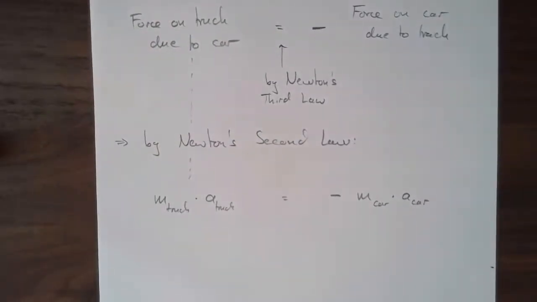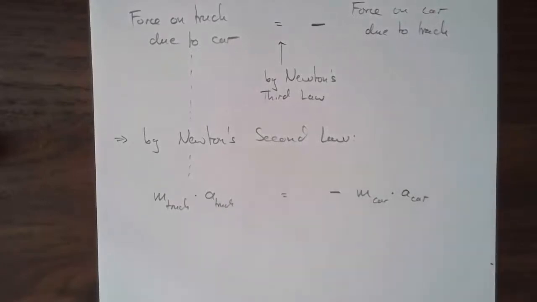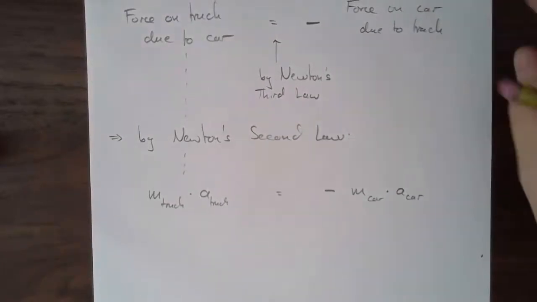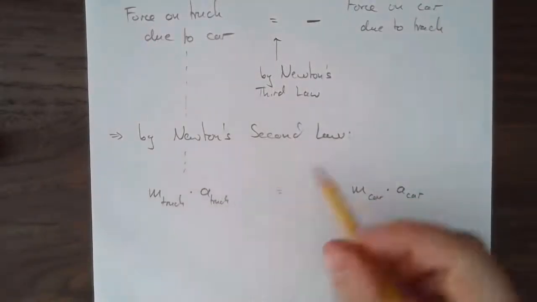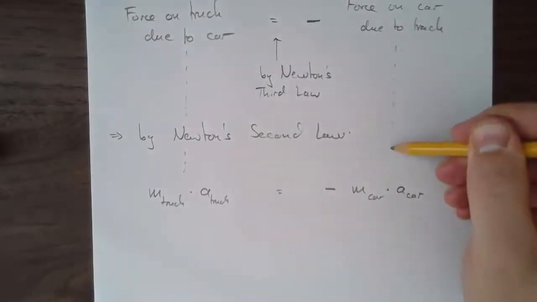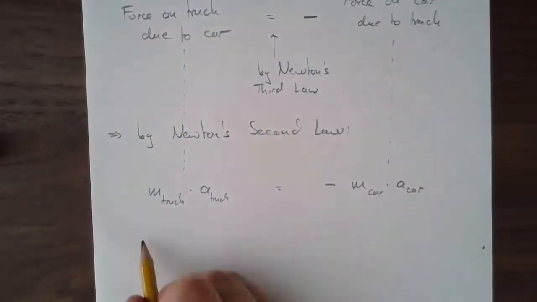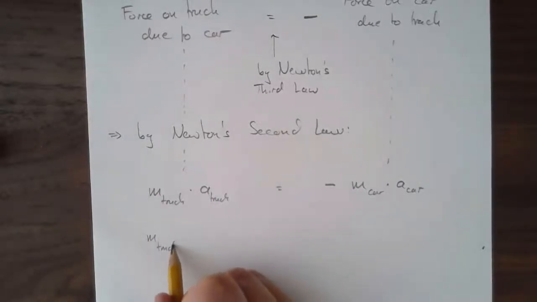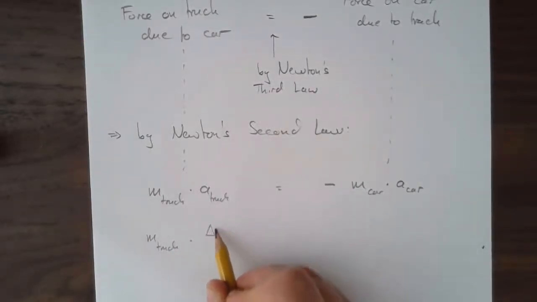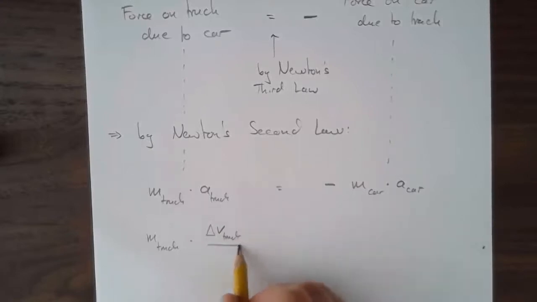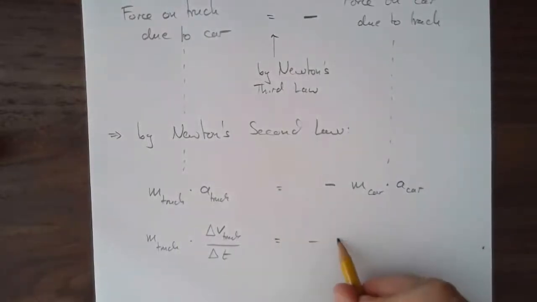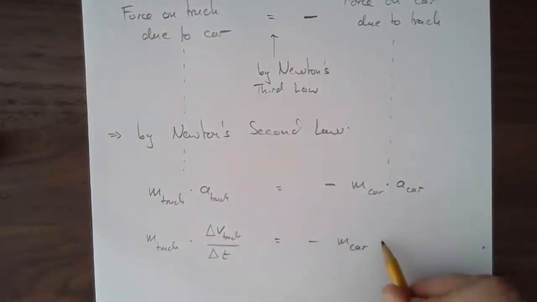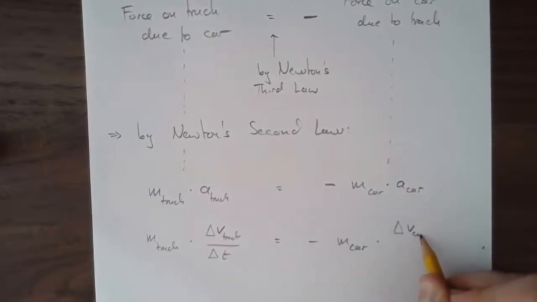Okay, now what is acceleration? It is technically the time derivative of the velocity, but let's assume that the acceleration is constant during that short time interval that the interaction occurs. So I can write this as the mass of the truck times the change in velocity of the truck divided by the change in time, the time it takes for the collision. And then I've got minus m, the mass of the car, times the change in velocity of the car divided by the time it takes.